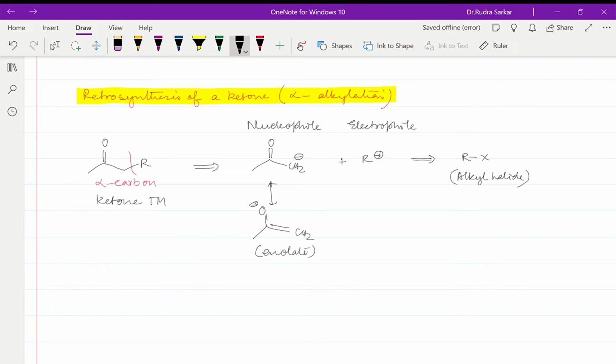Now since this target molecule is a derivative of acetone, what we can think after disconnecting is that it leads to the formation of a carbanion that can be generated by removal of the proton from the alpha carbon of acetone, or we can say it leads to the formation of an enolate that can be generated from acetone.